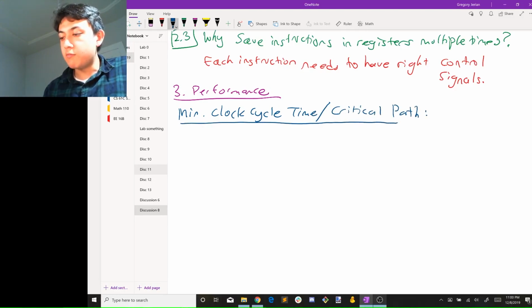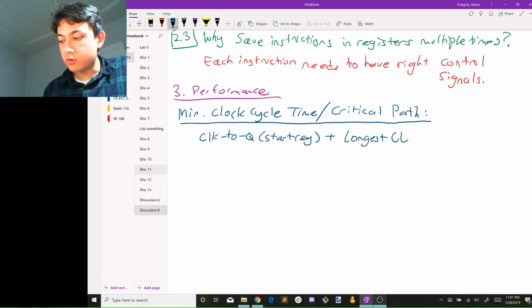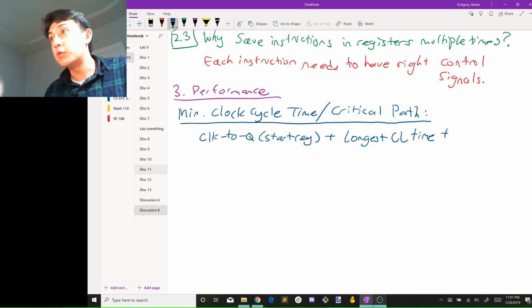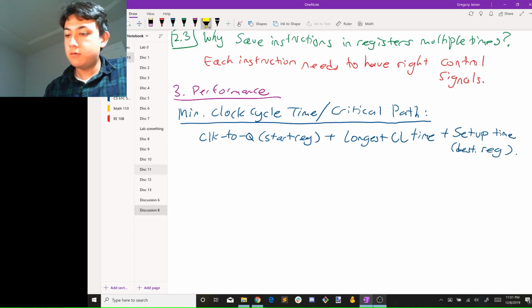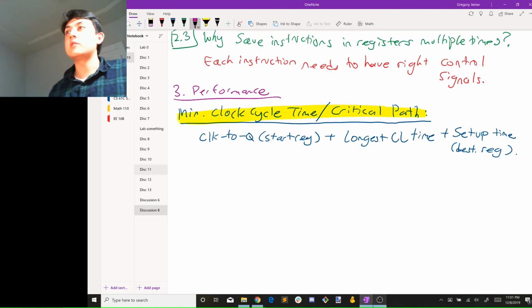And what this formula says is the minimum clock cycle time, or the critical path of the circuit, is equal to the clock to queue time of the starting register added to the longest combinational logic time in our circuit between 2 registers, or between an input and a register, or between a register and an output, or between an input and an output, right? We're not that picky. And add this to the setup time of the destination register. So we're going to be using this formula a lot in this section.